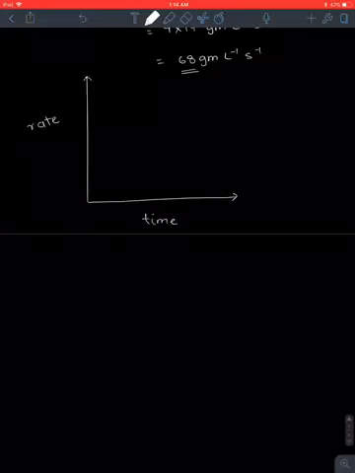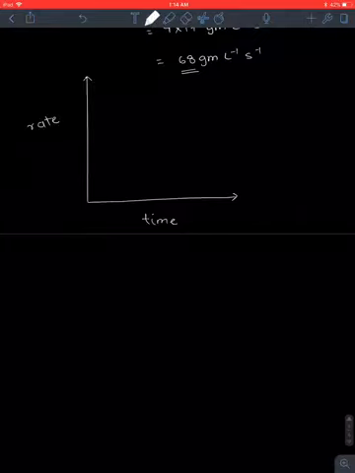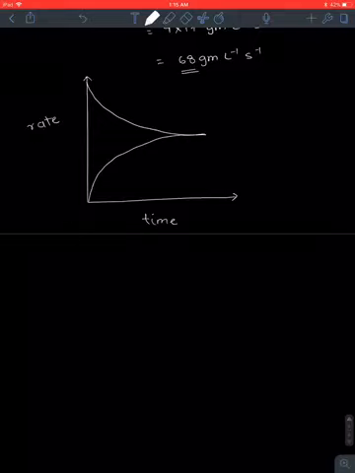Initially the concentration of A will be maximum, so rate of forward reaction will be maximum and it will decrease like this, and the rate of backward reaction will be like this. You're getting my point? Sorry, I made a mistake. The rate of forward reaction will be something like this, and the rate of backward reaction will be something like this.